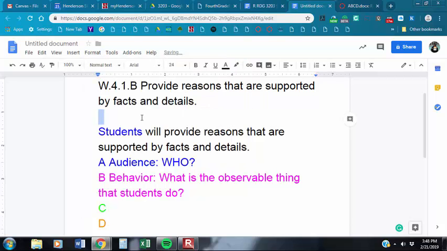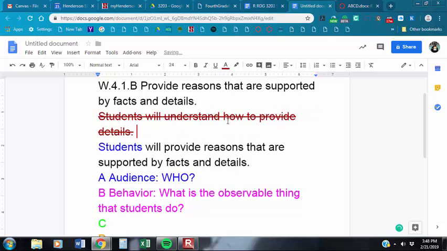Okay. I'll make this red, because don't do it. Students will understand how to provide details. That's a horrible objective. You know why? Because how do you measure understanding? There's no scale, right? I mean, you can do a show of fingers, 1 to 5: how well do you understand this? But you can't observe that in a way that transfers into a grade, right?